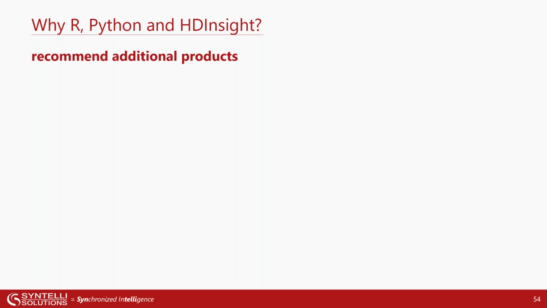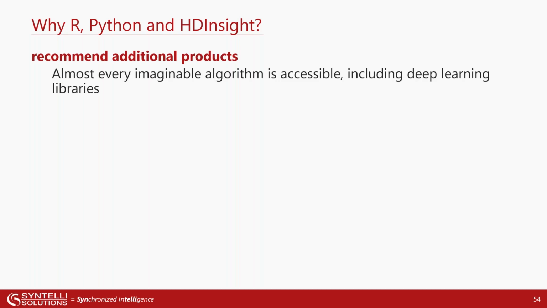So first, we need to be able to recommend additional products. The big advantage here is that R and Python are open source programming languages, meaning they have an immense amount of libraries. Virtually any predictive or mathematical algorithm that's ever been conceived is available somewhere in R or Python. So this product recommendation problem is definitely solved in there.